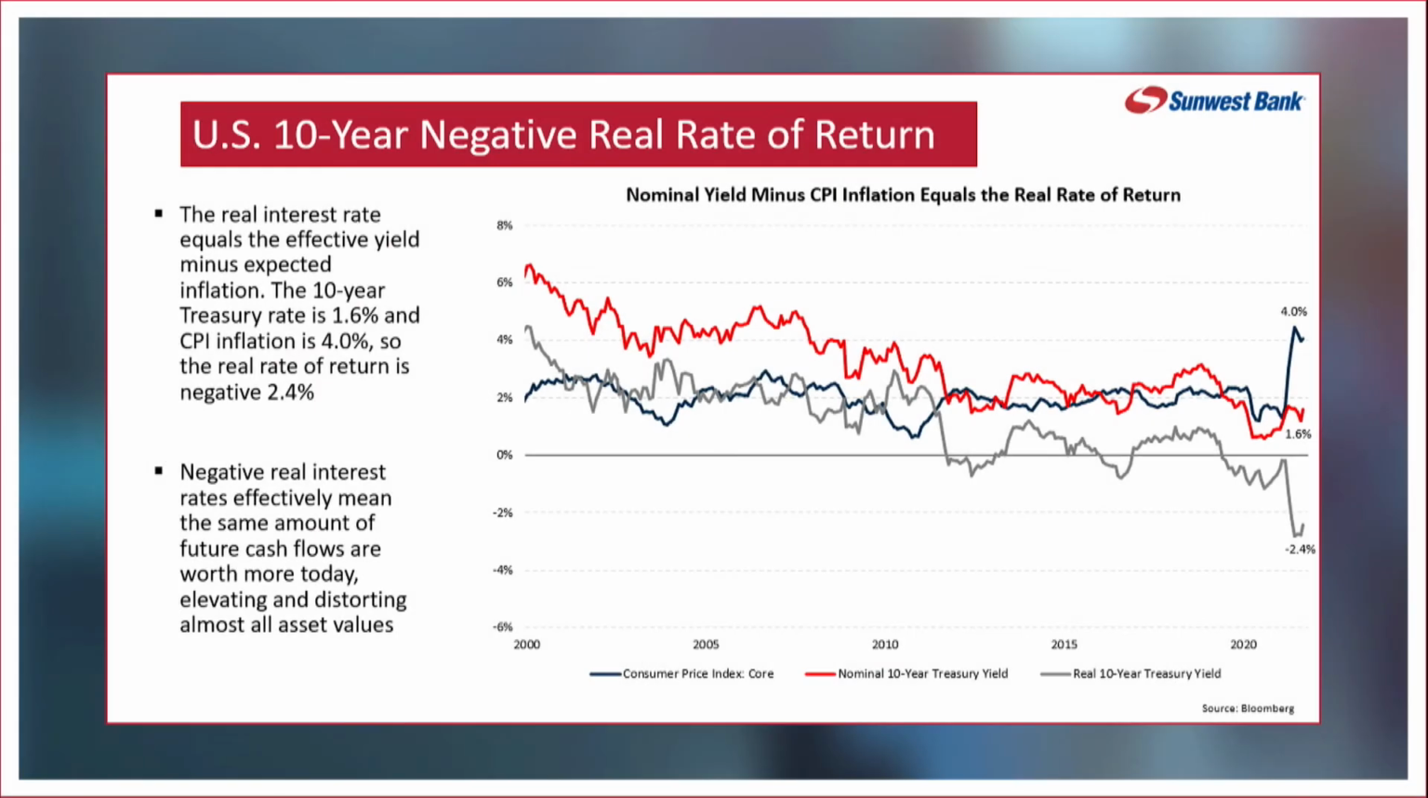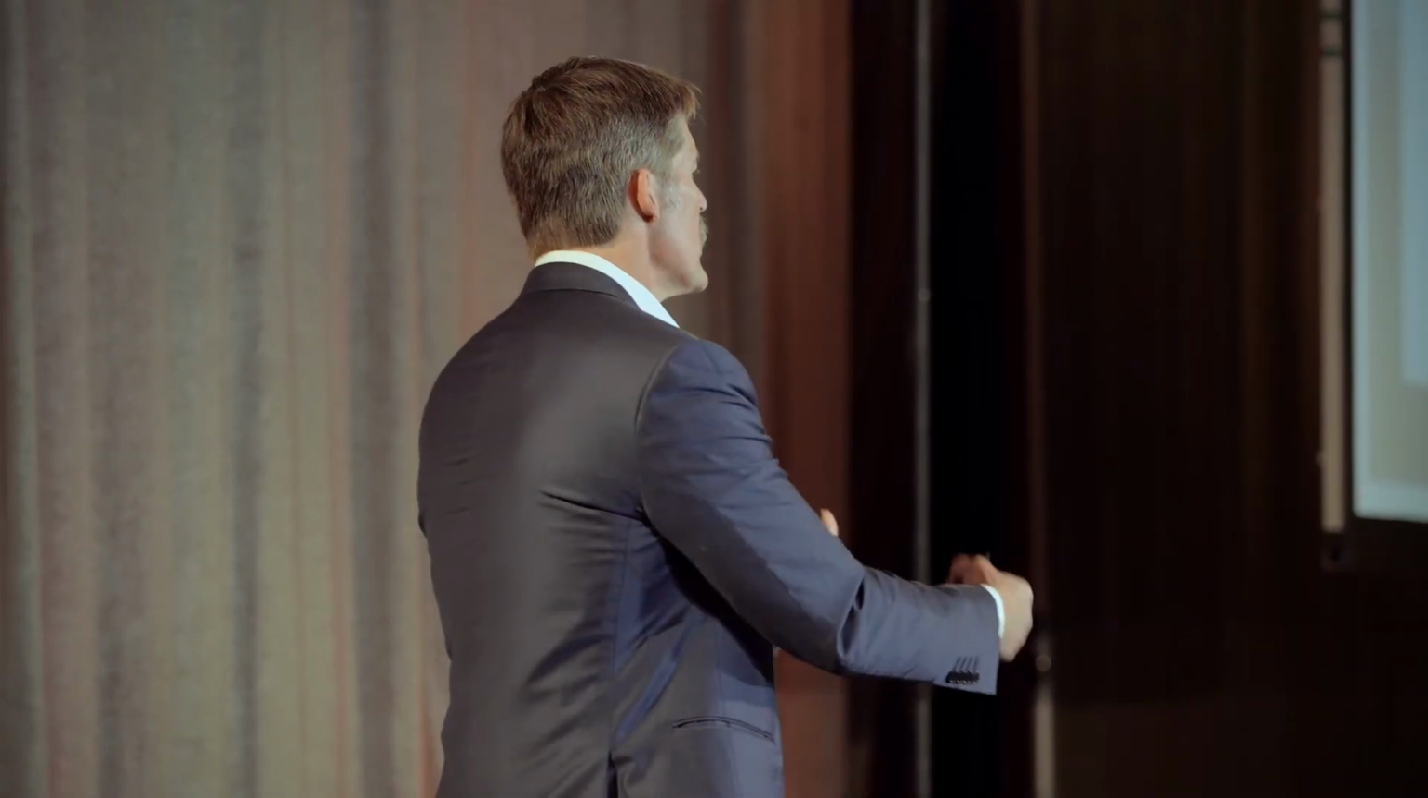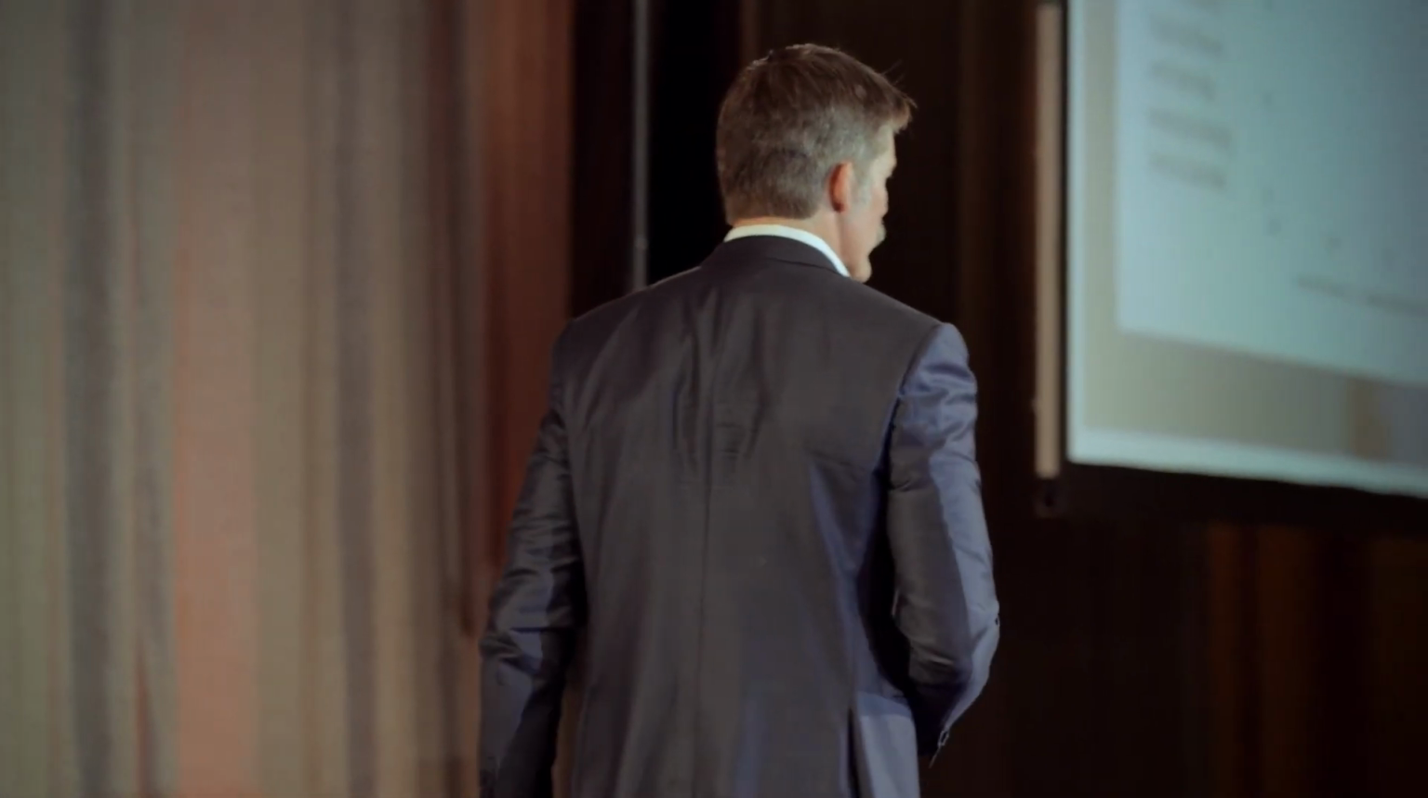So, the red line is the U.S. 10-year Treasury, and you're getting a 1.6% yield. Inflation is moving at 4%. So what is your effective real yield after inflation? Negative 2.4%. That's what you're losing every year owning a 10-year Treasury bond.